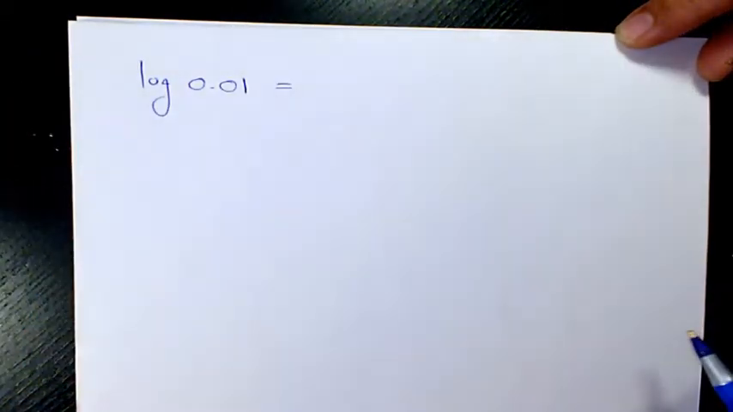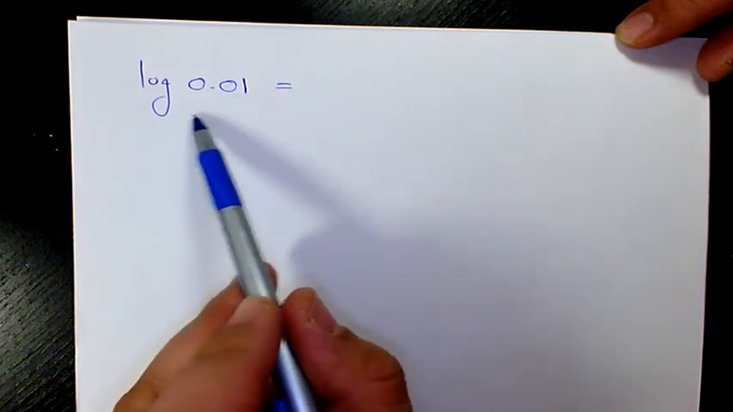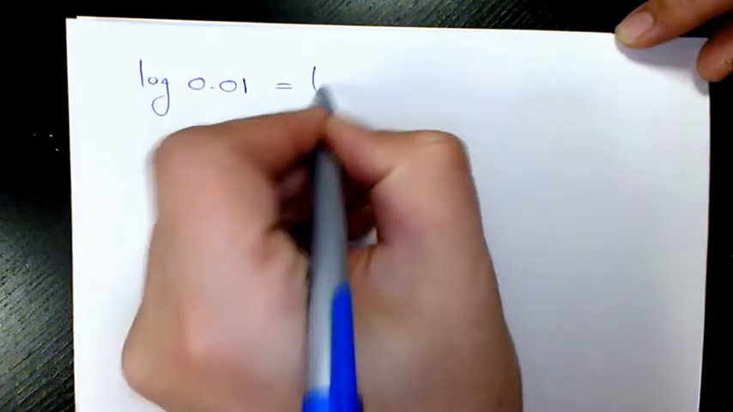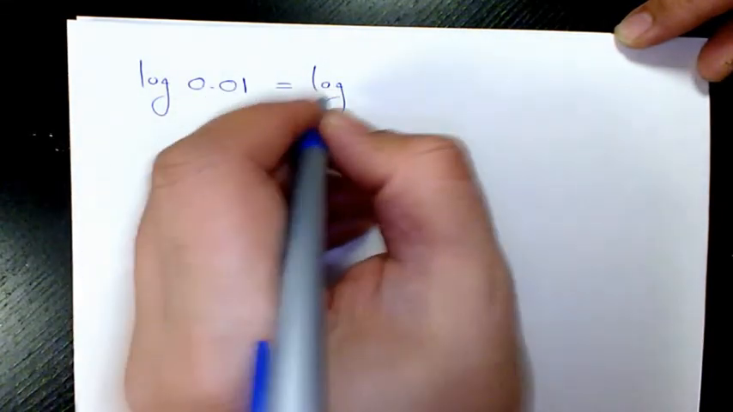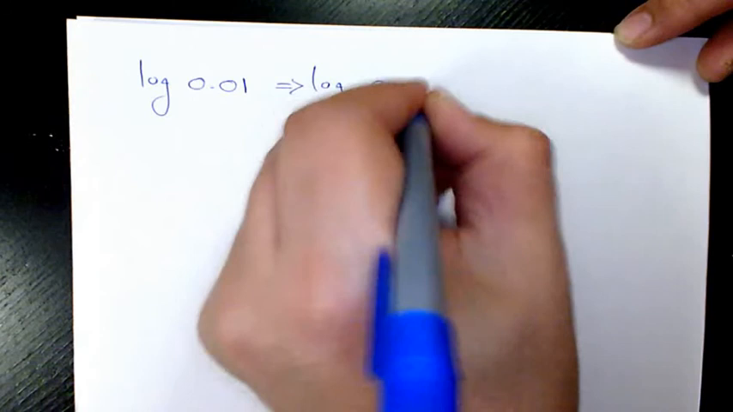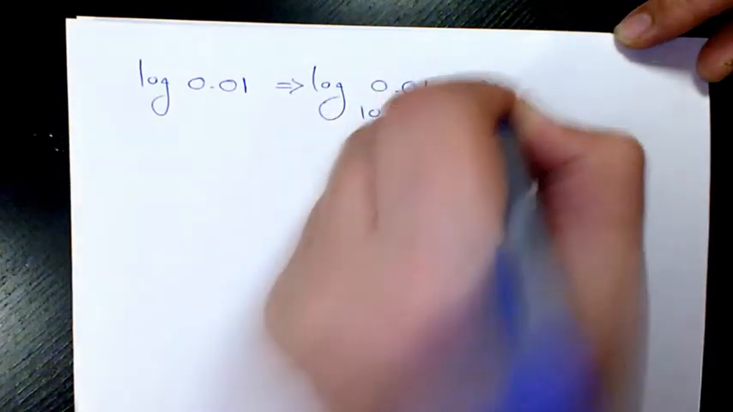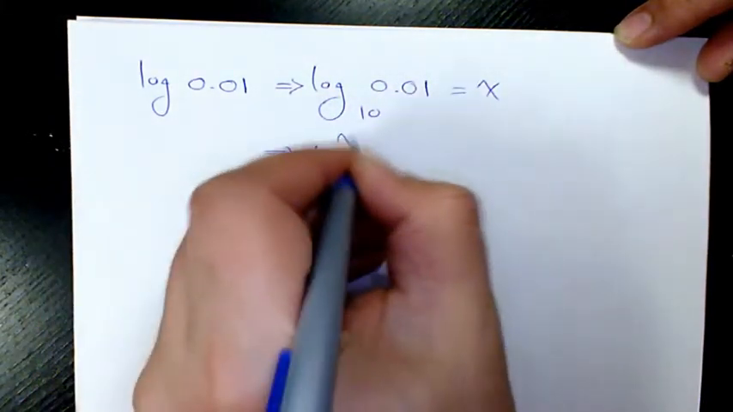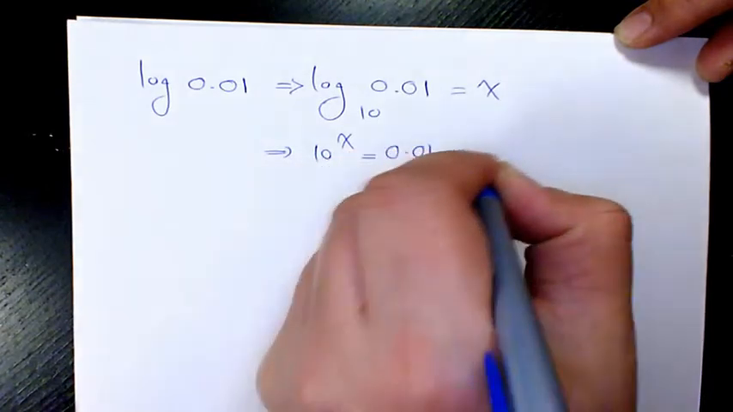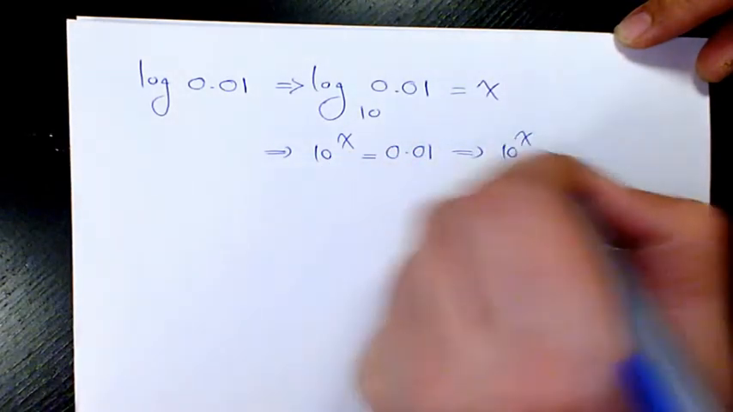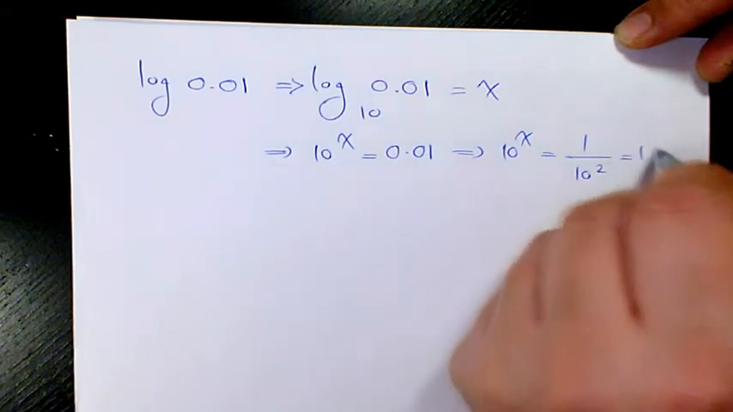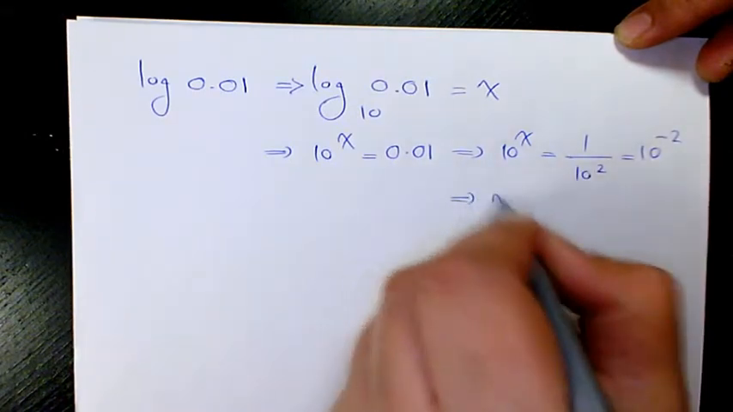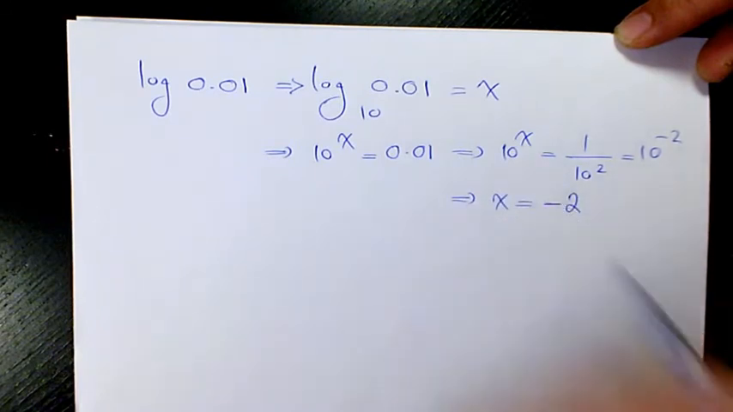Log 0.01. Since we didn't write anything, it means that the base is 10. That's going to be the same as log 0.01 base 10 equals x. So we can say 10 to the power of x is 0.01. Therefore, 10 to the power of x equals 1 over 10 to the power of 2, which is going to be 10 to the power of negative 2. So x equals negative 2.